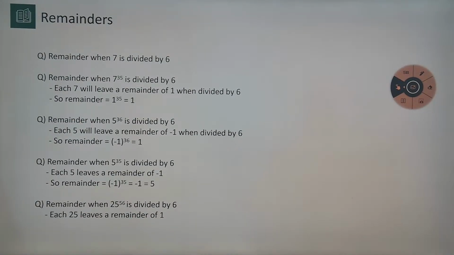Because 25 leaves a remainder of 1 when divided by 6, 25 raised to the power 56 will leave the same remainder. So the first kind of questions are where I break down the numerator into divisor plus or minus 1, right? And then according to the power, I might get the answer as 1 or -1.